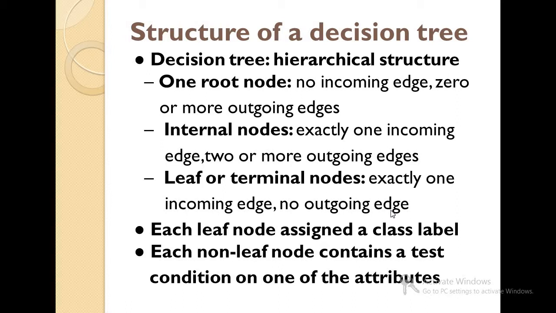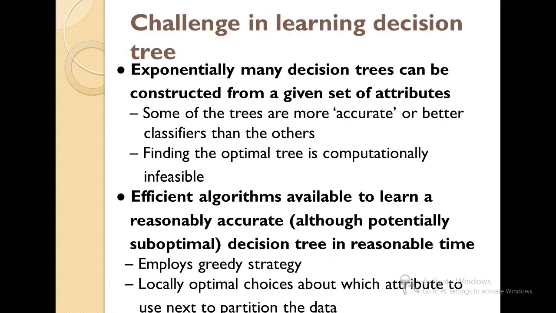Structure of a decision tree. A decision tree is a hierarchical structure which contains one root node, internal nodes, and leaf or terminal nodes. The root node has no incoming edge and zero or more outgoing edges. Internal nodes have exactly one incoming edge and two or more outgoing edges, and leaf or terminal nodes have exactly one incoming edge and no outgoing edges. Each leaf node is assigned a class label. Each non-leaf node contains a test condition on the attributes.